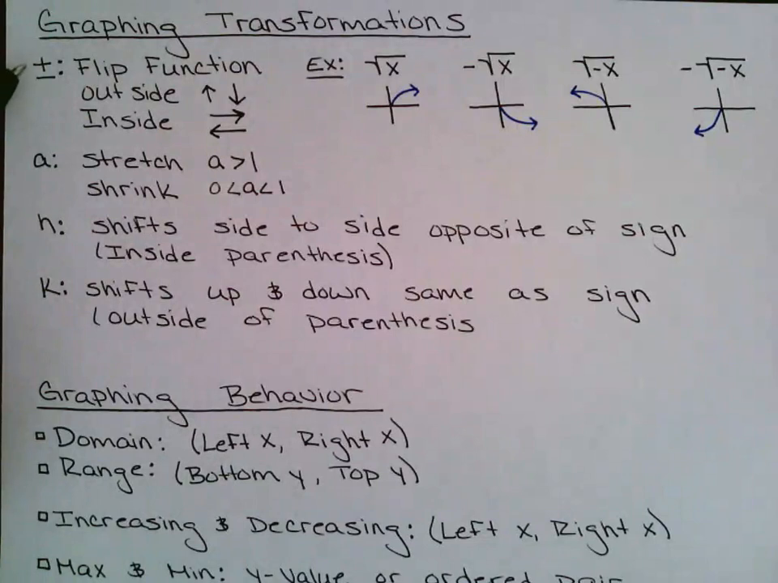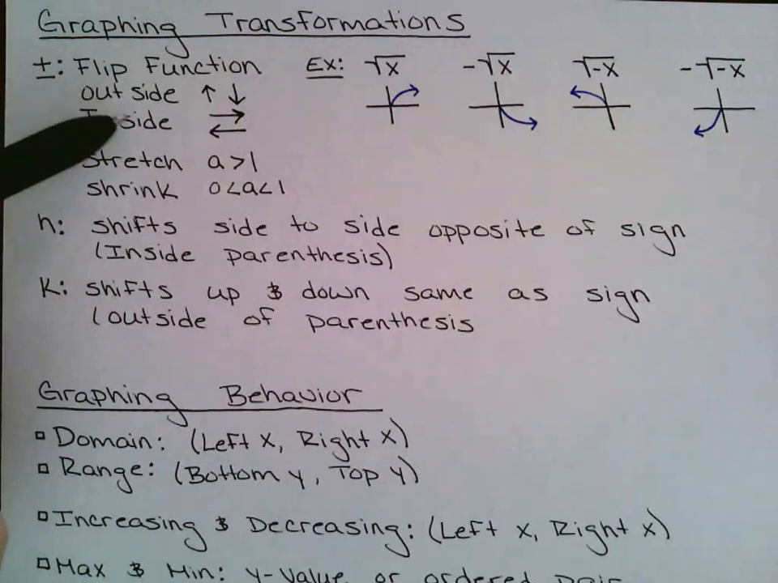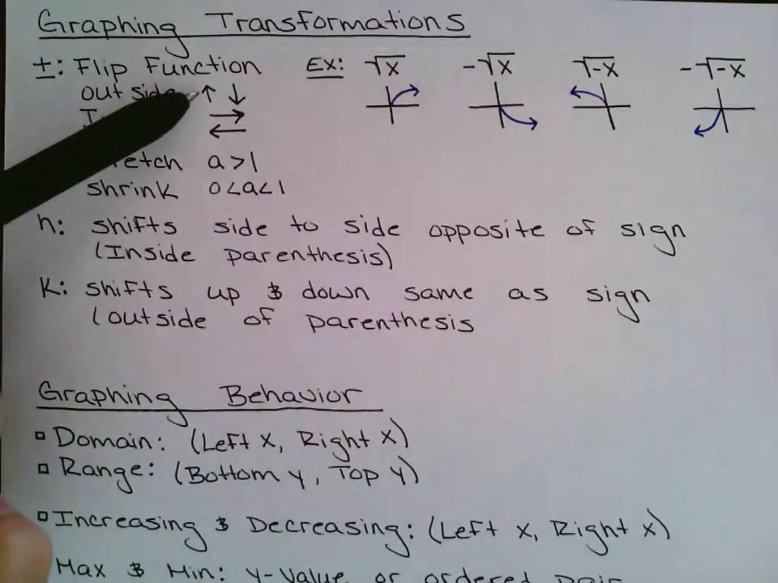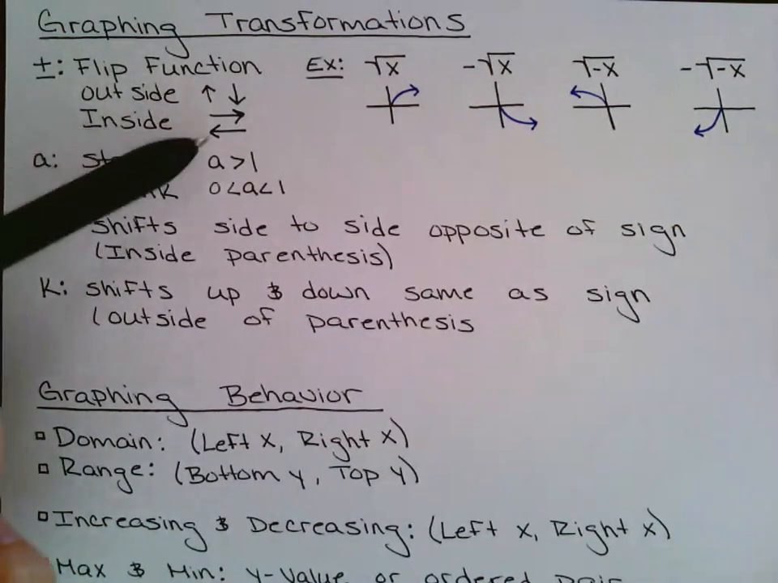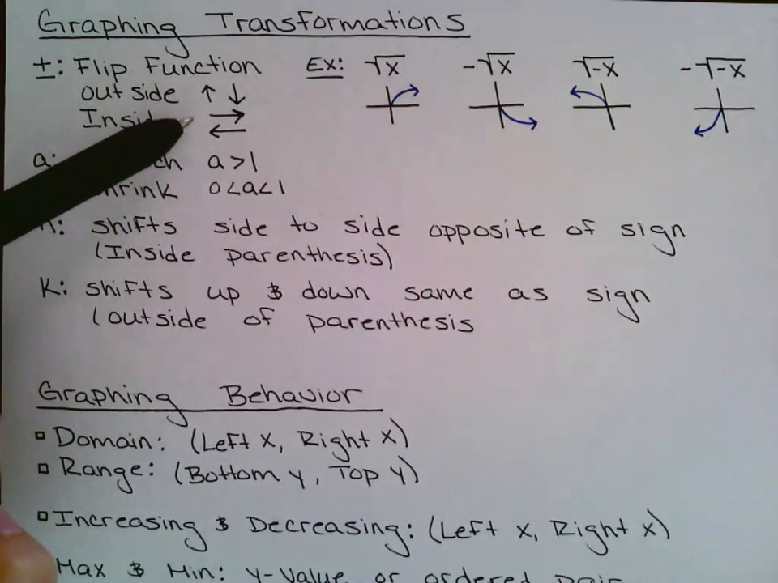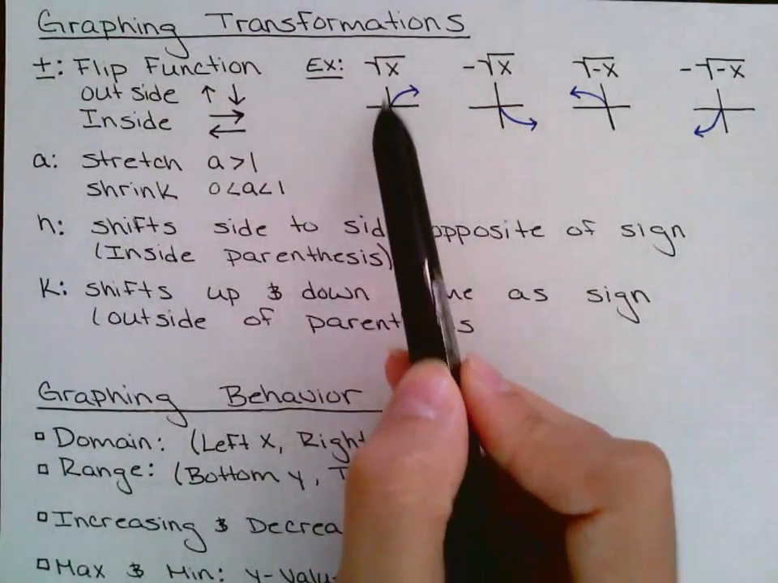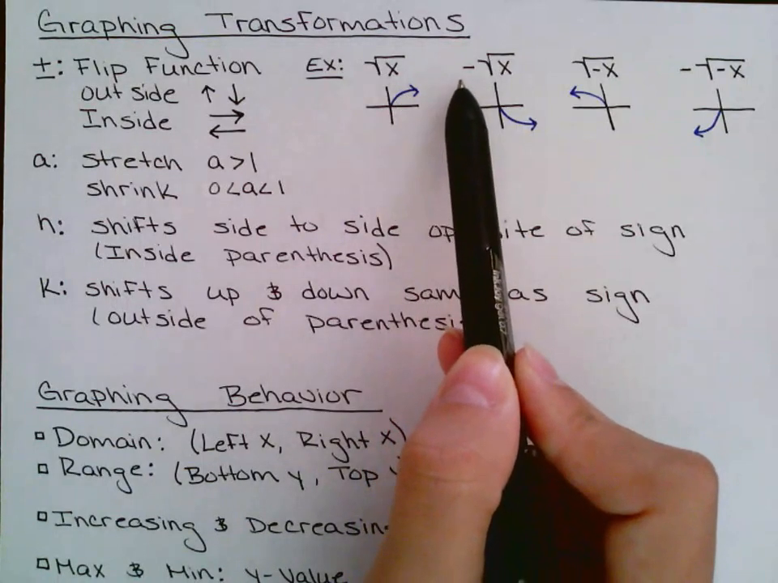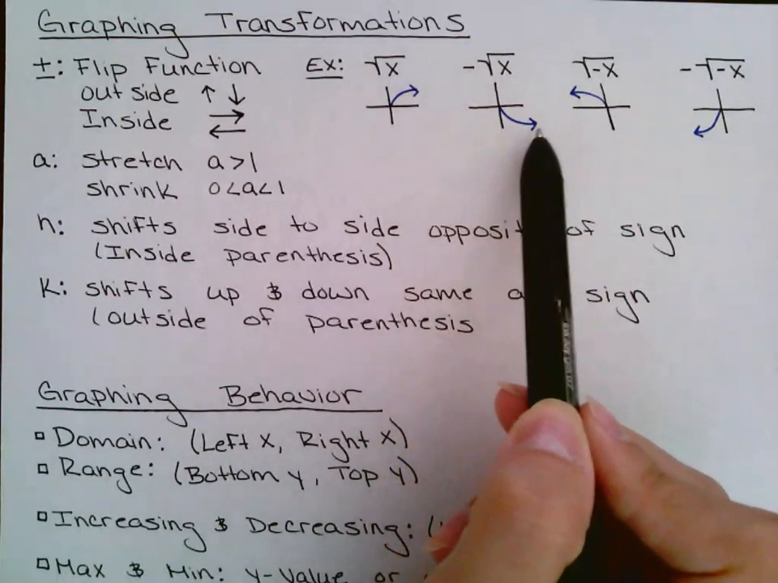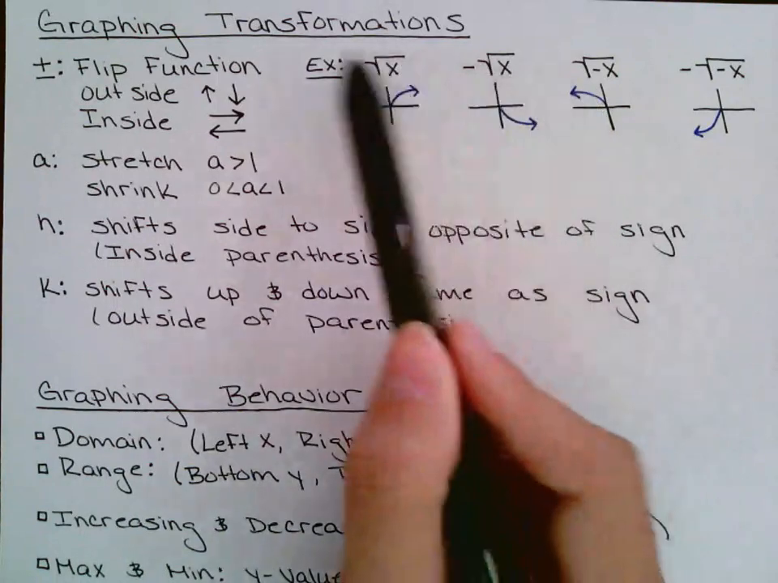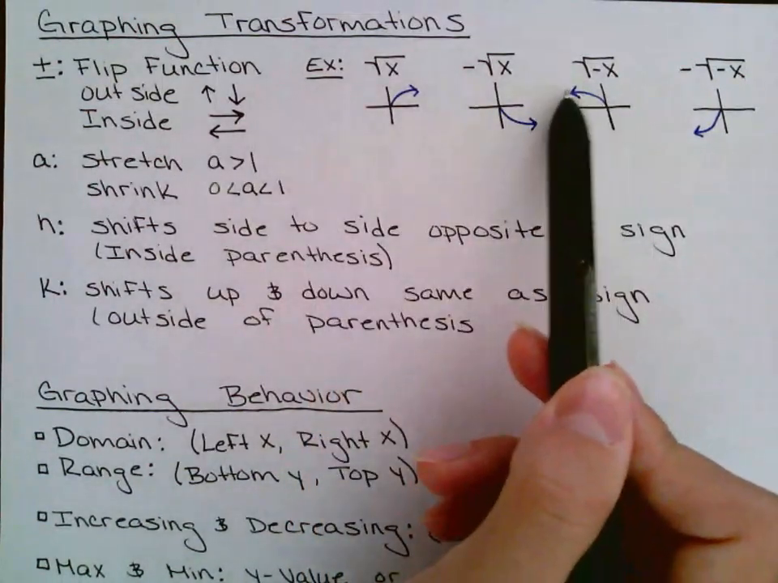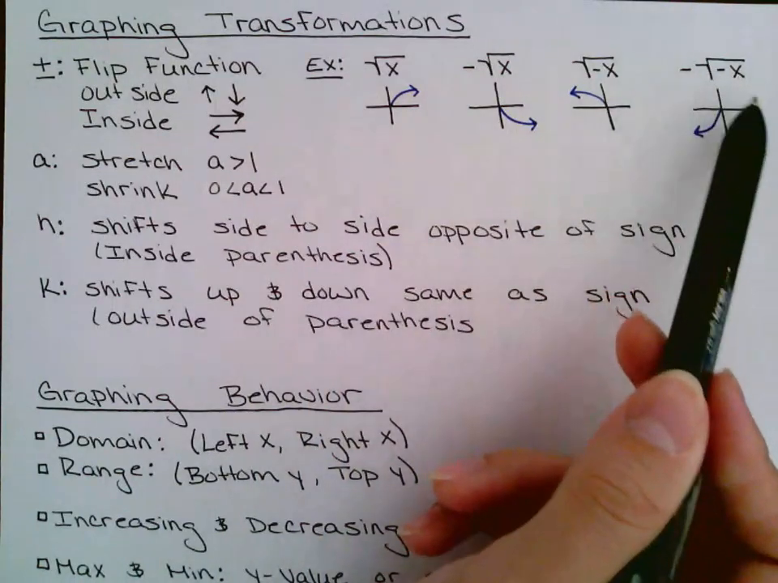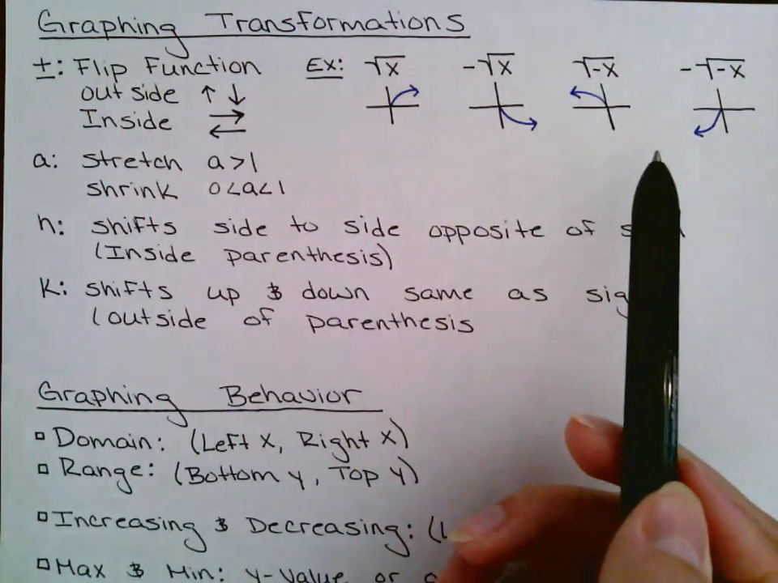One more time, we said the plus or minus is going to flip the function. If it's on the outside, which is what we just saw in that image on that last worksheet, it's going to flip it up and down. Now if it's on the inside, it's going to flip it side to side. An example of that here is the square root. If it's just square root positive, it goes like in the image we just drew. If I have a negative on the outside, it's going to flip it downward. If I have a negative on the inside, it's going to flip it to the left. And if I happen to have both, it's going to flip it down and to the left.